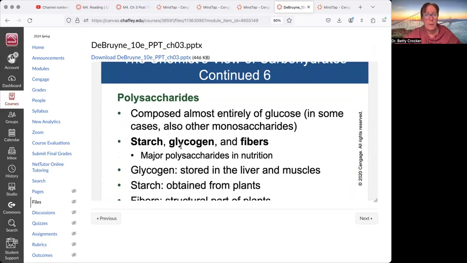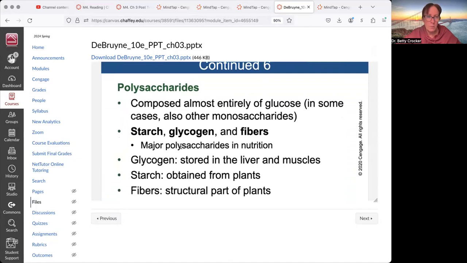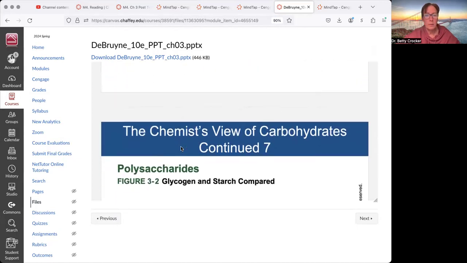And then the polysaccharides, those are many different molecules all put together. That's starch, glycogen, and fiber. Now, glycogen is also the storage form of glucose in your body. It is also minorly found in the food supply. The biggest polysaccharides that you will eat in the food supply are either starch or fibers.